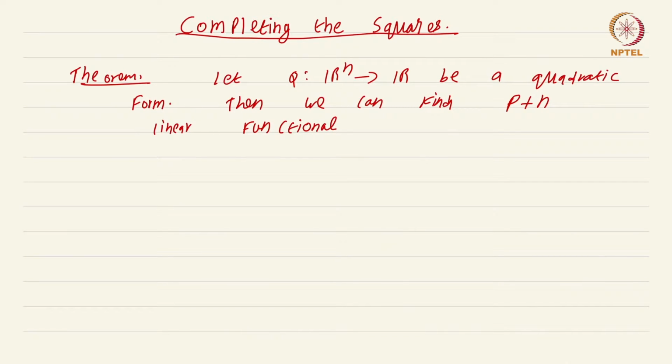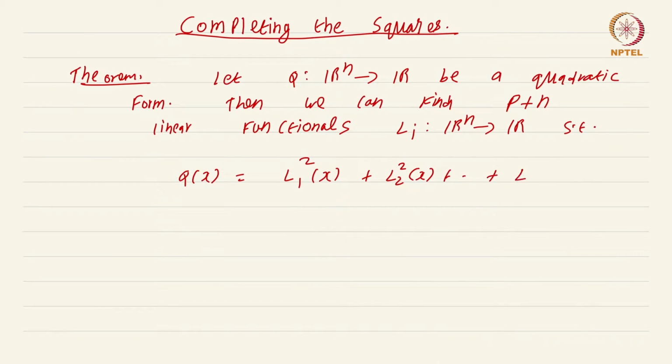P plus n linear functionals Li from Rn to R such that Q of x is nothing but L1 squared x plus L2 squared x plus so on up to Lp squared x. Afterwards, the sum of squares starts to become a difference of squares: minus L(p+1) squared x minus so on up to minus L(p+n) squared x. So there are p positive squares and n negative squares, and all of them are summed together, and that's going to be the quadratic form.